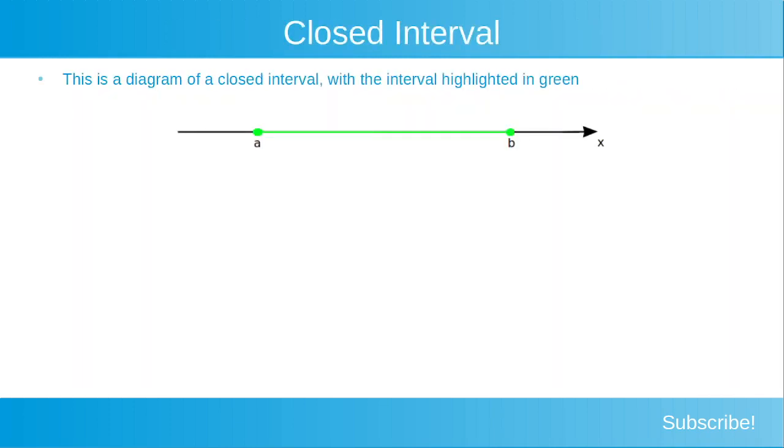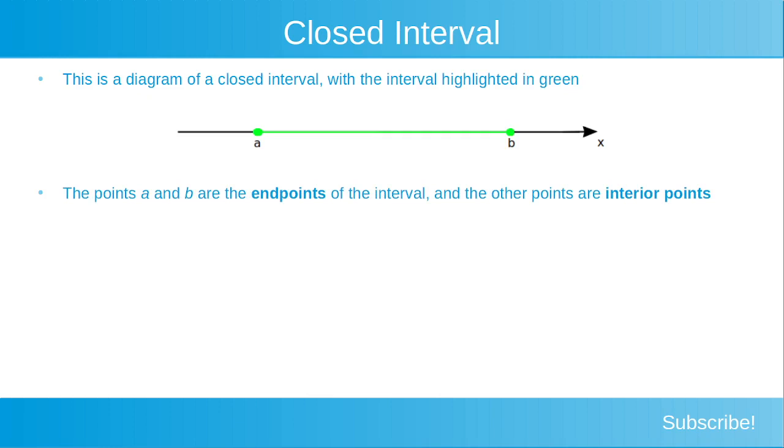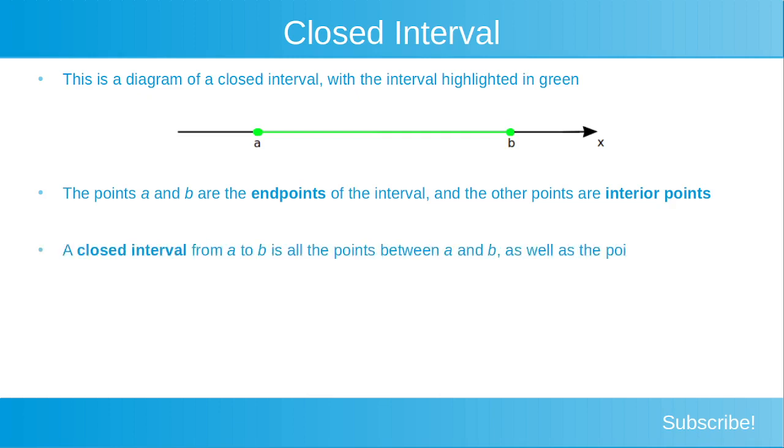This is a diagram of a closed interval, with the interval highlighted in green. The points A and B are the endpoints of the interval, and all of the points between A and B are interior points. A closed interval from A to B is all of the points between A and B, as well as the points A and B. We write the closed interval from a to b as open square bracket a, comma b, close square bracket, or as a is less than or equal to x, x is less than or equal to b.